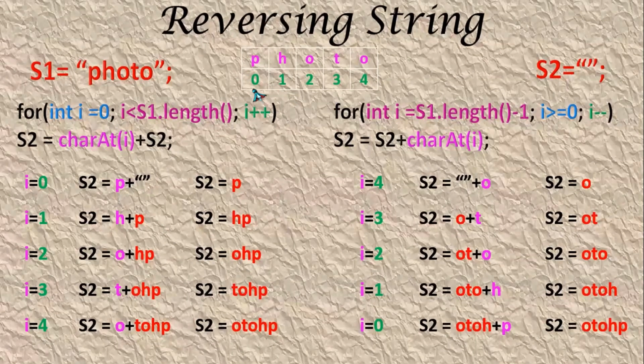When you go in ascending order, you use character at i plus s2, so you are adding the characters before s2. In case you are going backwards, that is from the last, you will have length minus 1, and then you add that character at i after s2. This is the main difference between these two, but however the answer is the same. Let us go to a program and execute this.